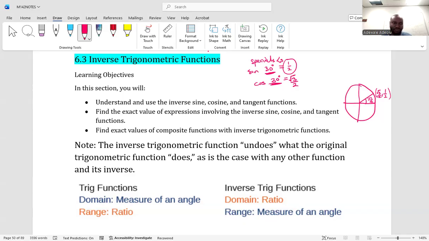So note, the inverse trig function undoes what the original trigonometric function does. Simple. As is the case with any other function and its inverse.